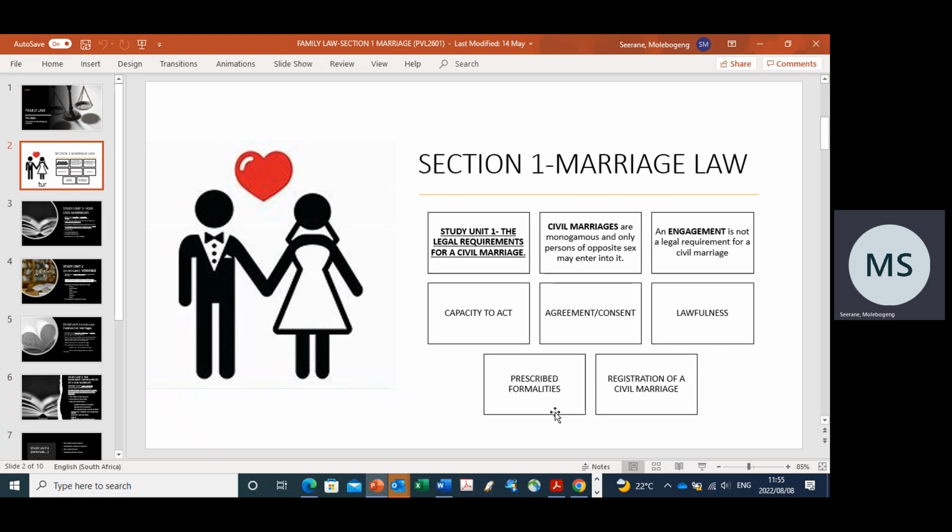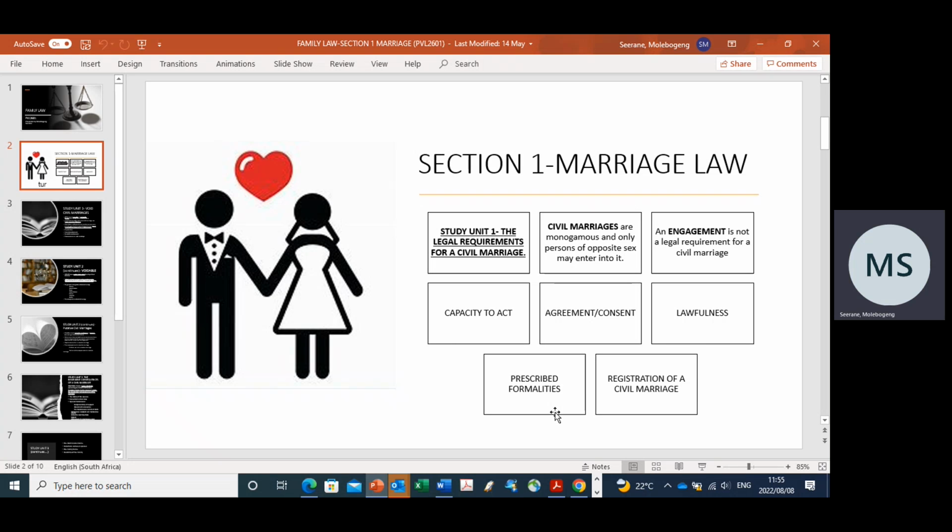Even when you have a client who comes to you and says they want to be married, this is one of the prescribed formalities that you also need to advise them on regarding their marriage officer, so that in the end, for example, in the case of a dissolution of a marriage, their marriage meets all the legal requirements for a valid marriage.